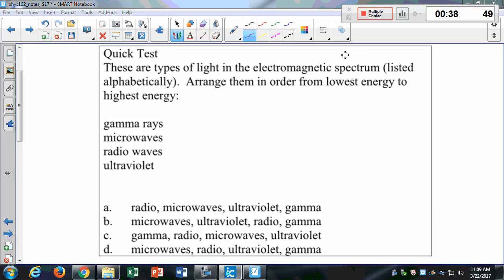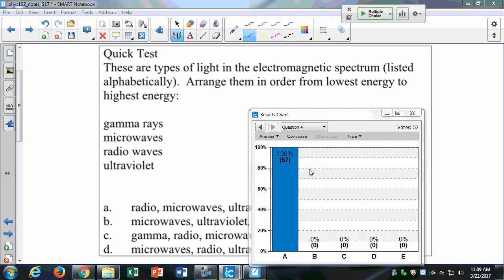All right, let's stop at 45. 7 more seconds. 45. Okay, very good. A is right.